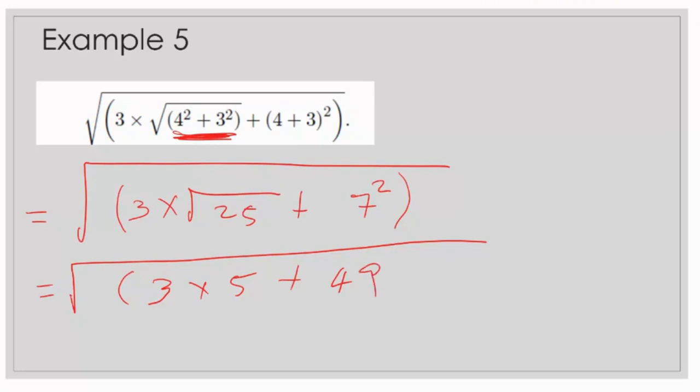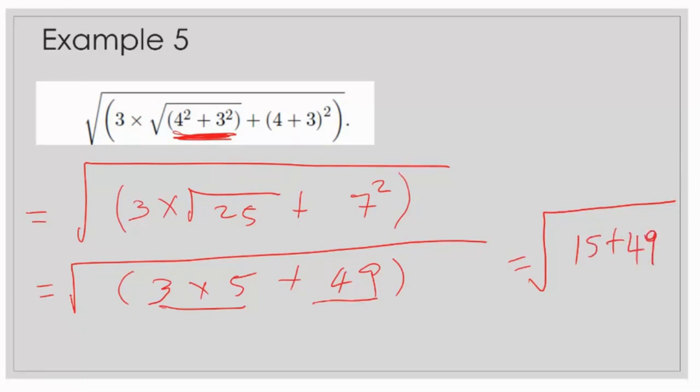Okay. And then while you are here, you say to yourself, okay, I am still inside the forest. This square root is my forest. Who is inside? Inside, I've got this and that. So now what is the rule? PEMDAS, now it is multiplication and addition. Start with the multiplication. So we are going to have 3 multiplied by 5, which is going to be 15, plus 49.